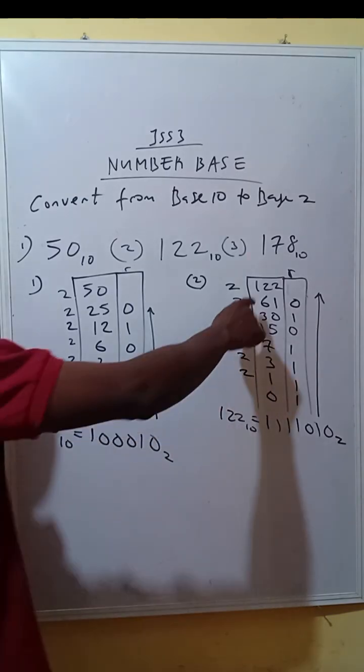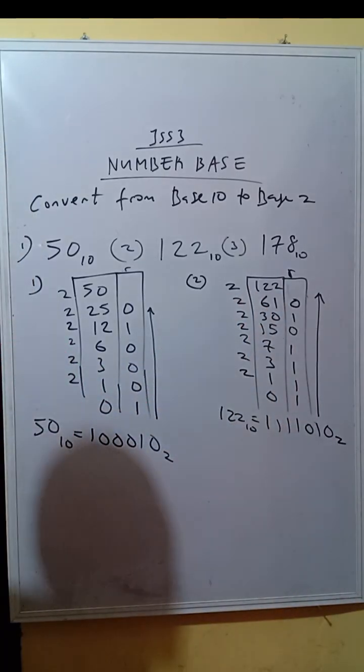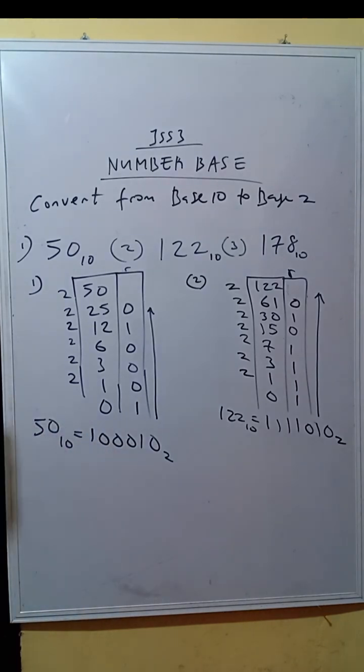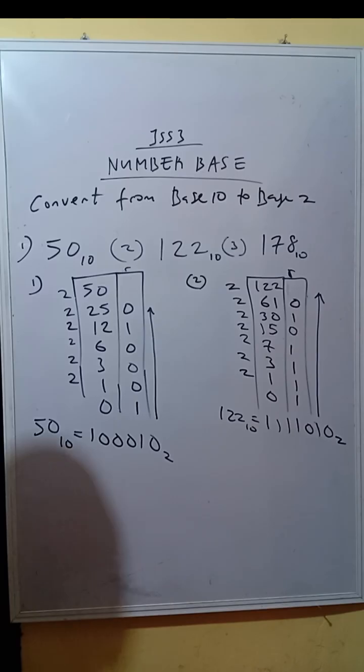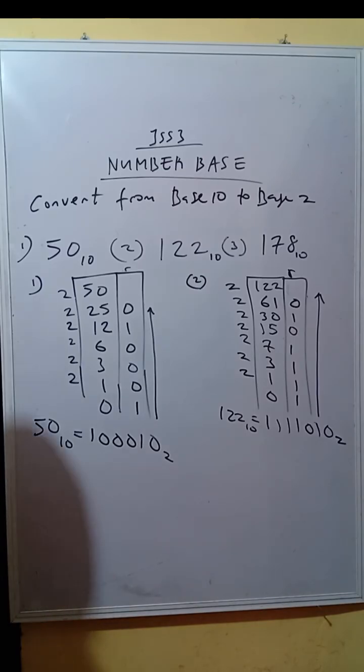Let me confirm this. My division: 122 divided by 2, 61 remainder 0, yes. 61 divided by 2, 30 remainder 1, yeah. 30 divided by 2, 15 remainder 0, yeah. 15 divided by 2, 7 remainder 1, yeah. 7 divided by 2, 3 remainder 1, yeah. 3 divided by 2, 1 remainder 1, yeah. 1, yes. It's correct.